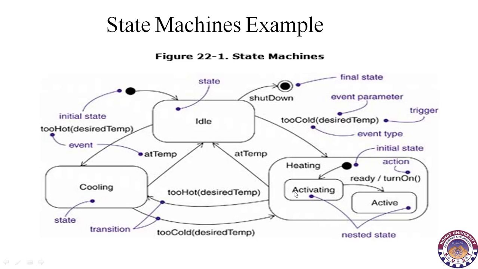Here it is the start, then activating, and then active, and that is the subset of the sub transition diagram. And if there is too much heating, then again it may go into the idle state, or if it is too hot, then it can again go into the cooling state, and this will be executed in a loop. And if the user wants to shut down, then the shutdown state will be called, which is the final state.